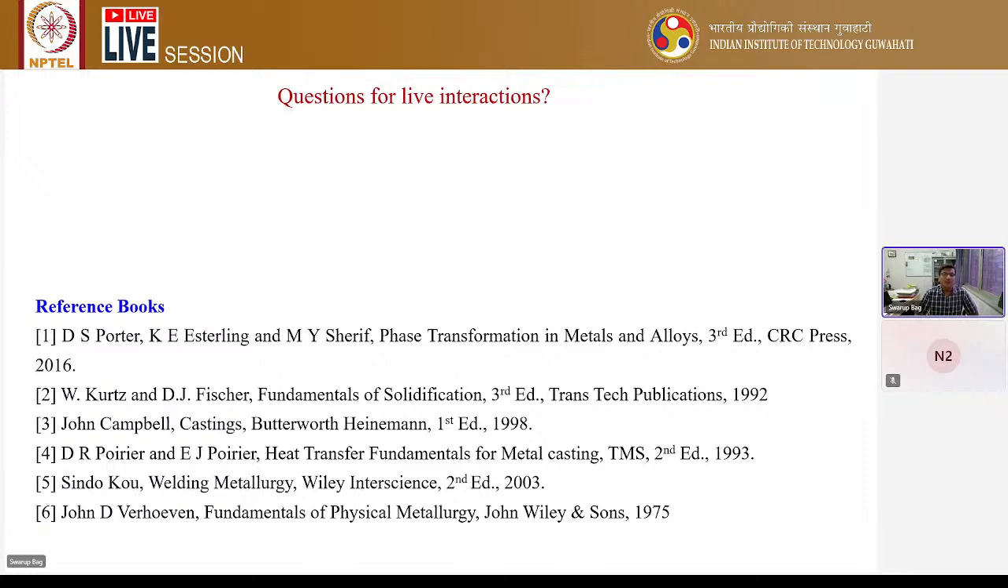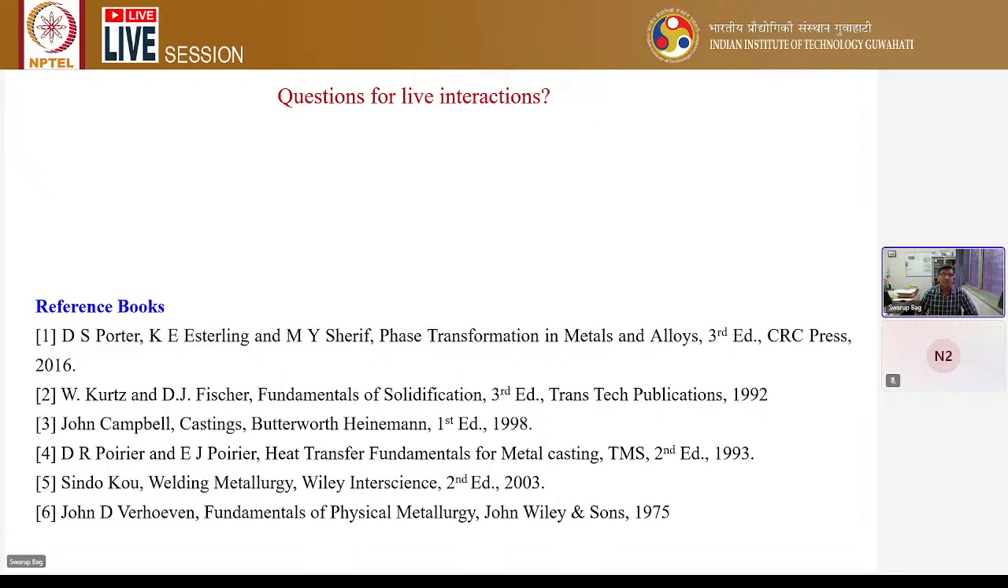Then of course, Fundamentals of Solidification details the different concepts associated with the solidification processes, and that next book is also useful. And finally, for the application of these things in castings, you can go to the third book. If you want to understand the heat transfer phenomena associated with the metal casting process, book number 4 is very, very useful. And if you want to understand welding metallurgy, which is more relevant to heat transfer and solidification associated with the welding process, the fifth book is more useful.